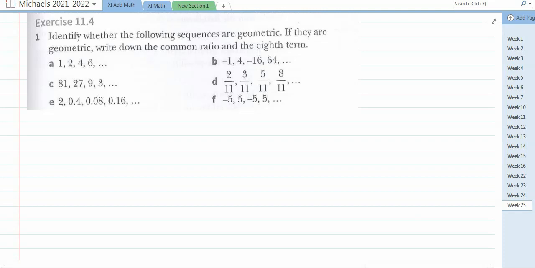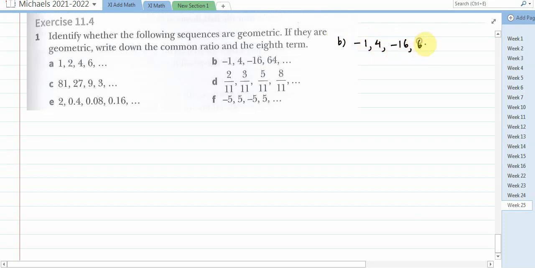So I will begin with part B here. Part B is minus 1, 4, minus 16 and 64. To find the value of the common ratio, defined by r, we need to divide the second term by the first term, or the third term by the second term, or the fourth term by the third term. So the first value will be negative 4, the second one will be negative 4, and the third one will be negative 4 as well. So we have the value of r, which is equal to negative 4.